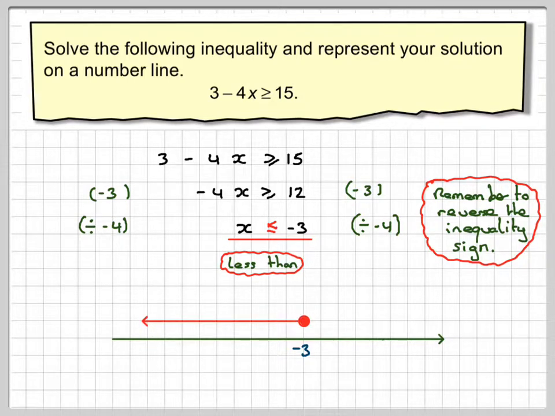So this has been a video to show you how to solve a linear inequality and represent your solution on a number line. I hope you understood, and I hope you found this useful.